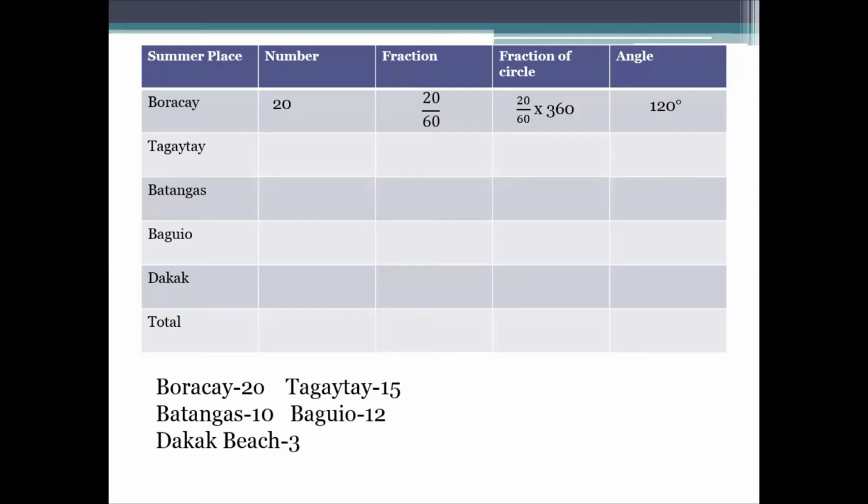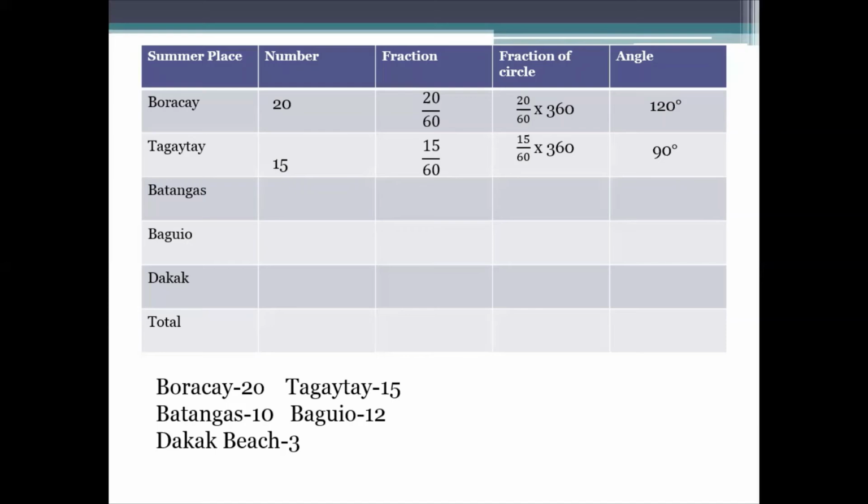Let's continue. For Tagaytay, how many students voted? We have 15 students. Put into a fraction, we have 15 over 60. 60 again is the total number of students surveyed. The fraction of the circle is 15 over 60 times 360 degrees. So again, to find our angle, we multiply 360 times 15 divided by 60. For the angle, we have 90 degrees.